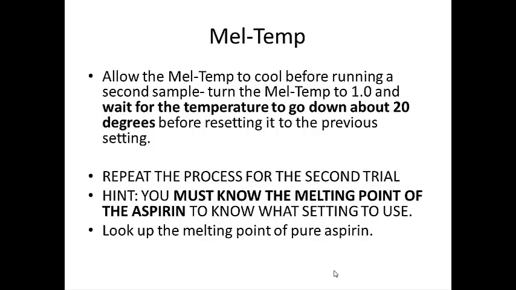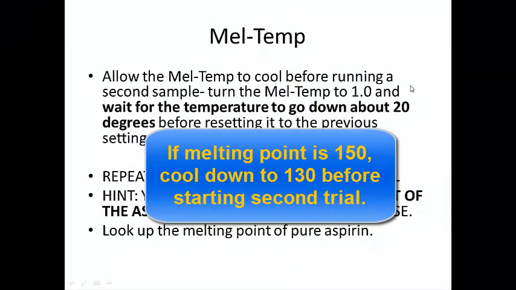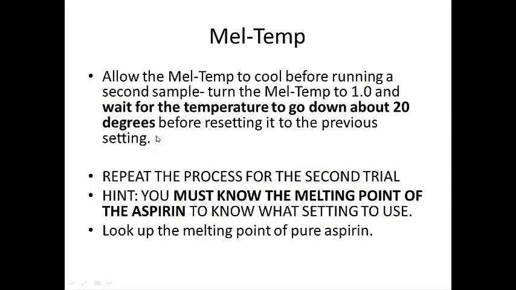All right, so you're going to have to do 2 trials. You're going to do your crude twice. You're going to do your pure aspirin twice. After the sample is done, you're going to let the Mel-Temp cool down to about 20 degrees below where it is. So whatever your melting point is, just turn the dial down to 1 and let it cool down about 20 degrees, and then from there you can turn it back to the previous setting and increase the temperature again by 1 degree per minute until you get to your melting point. And so for your second trial, you're just going to repeat the same process.